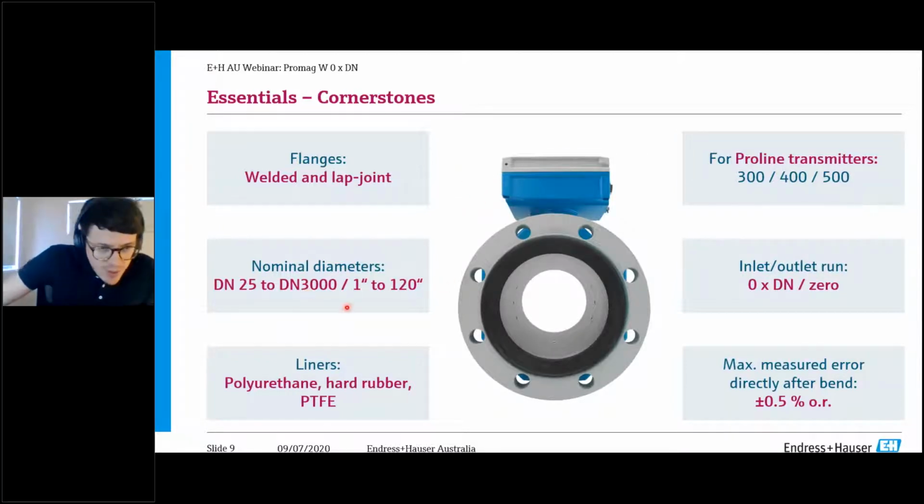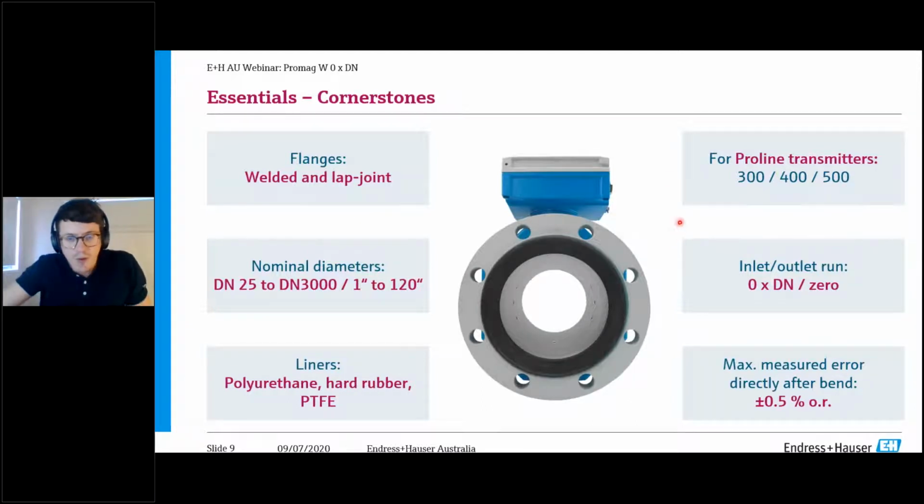Nominal diameters, with this brand new calibration facility which we have over in China, we can now go up to 3 meters. So enormous line sizes with the 0DN flow meter. Not a huge amount of application cases in Australia, maybe a couple of hydroelectric plants, but still we can go way up to those diameters. Liners wise, we have the standard liners for water and wastewater, being polyurethane and hard rubber. We do have a PTFE liner. If you do have particularly corrosive applications, we can also give you that liner as well.